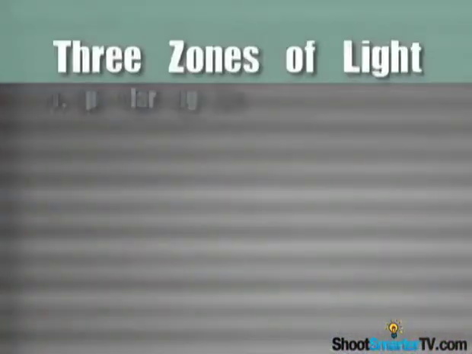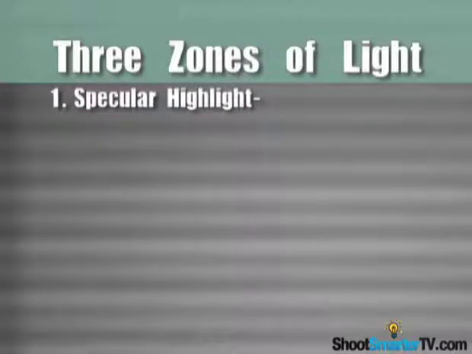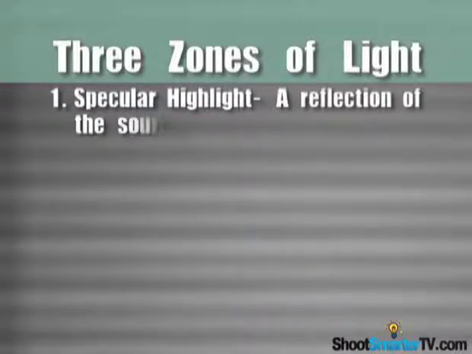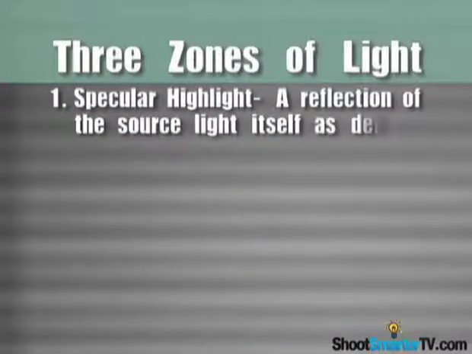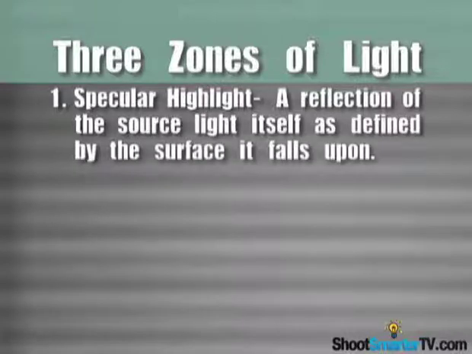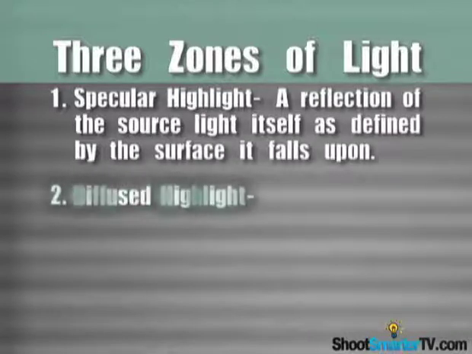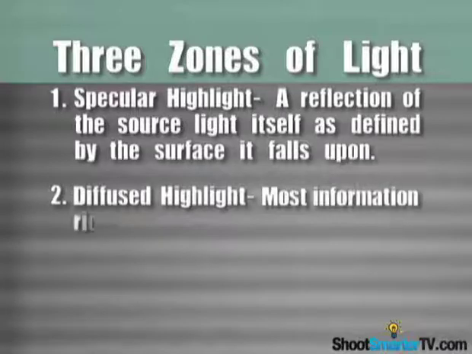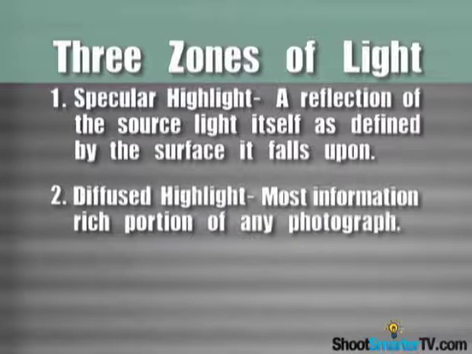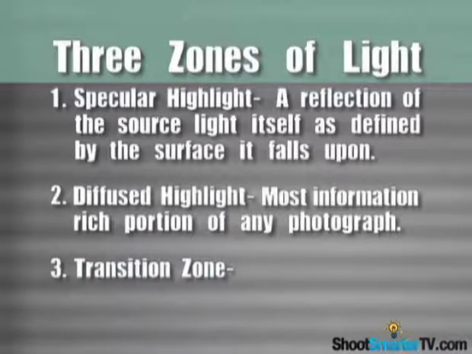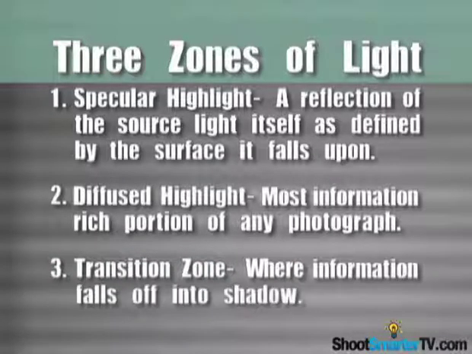So let's review the three zones of light. The specular highlight, which is the brightest of the three zones, is a reflection of the source light itself, as defined by the surface that it falls upon. The diffused highlight is the most information-rich portion of any photograph, and at the edge of the diffused highlight is the transition zone, where information falls off into shadow.